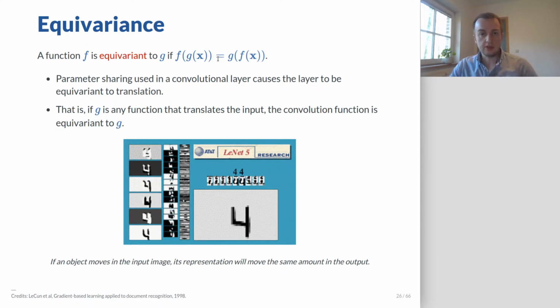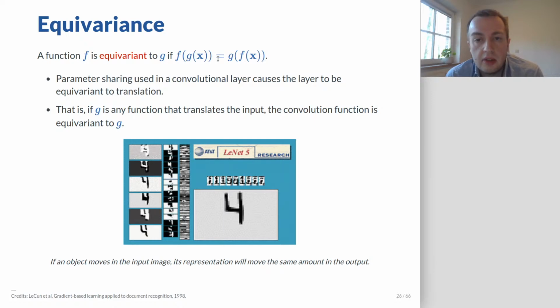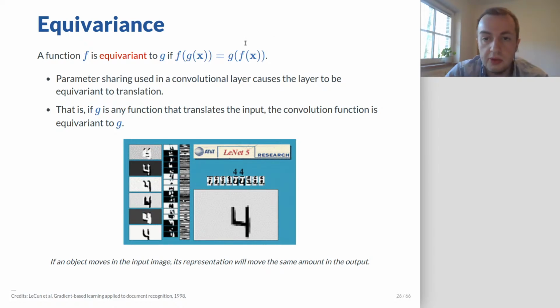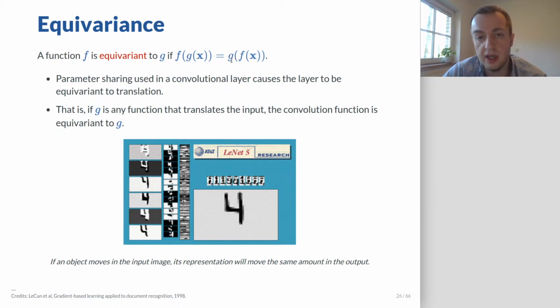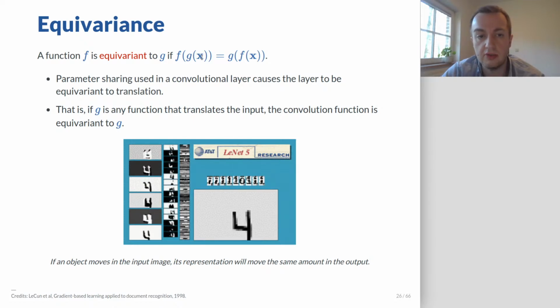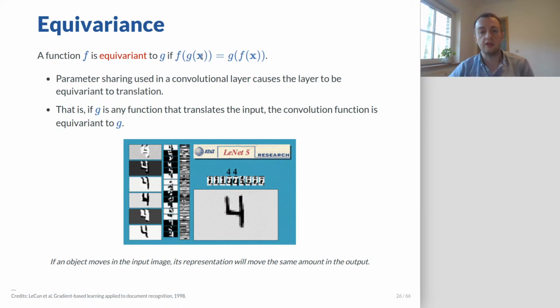then f would be equivariant to this translation if first computing f on the original data and then translating this output was the same as first translating the input and then computing the result through this f function. Right. And this is what actually will happen in a convolutional layer because of the weight sharing. We will basically obtain a function which is equivariant to translation.